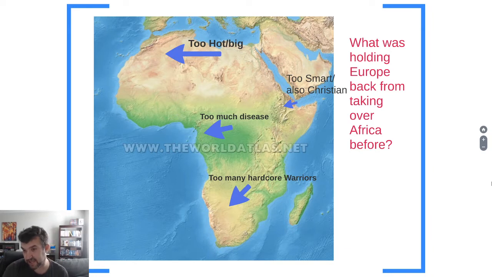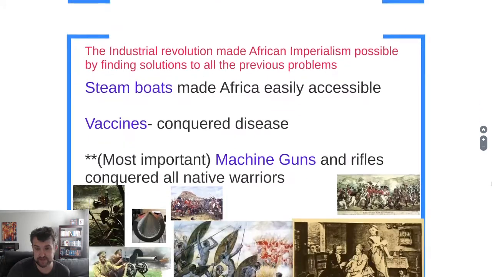Oh, and also, Ethiopia, also a Christian country, had some really cool plays to make throughout history. So they outwitted Europeans a lot. So these were the reasons why Europeans didn't mess with Africa before this period. But the Industrial Revolution is going to solve just about all these problems.